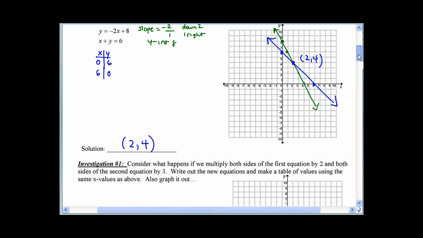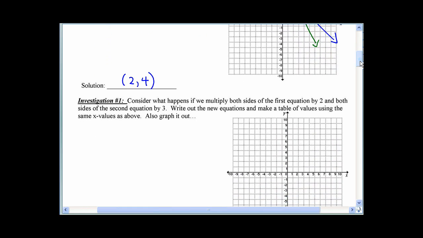Now, here's the interesting stuff. Let's do investigation number 1. Let's see what happens if we multiply both sides of the first equation by the value of 2. Remember our first equation was y equals negative 2x plus 8. Now I'm going to ask you to multiply everything by 2. So this becomes 2y equals negative 4x, and this becomes plus 16.